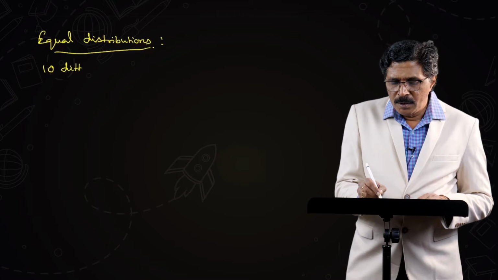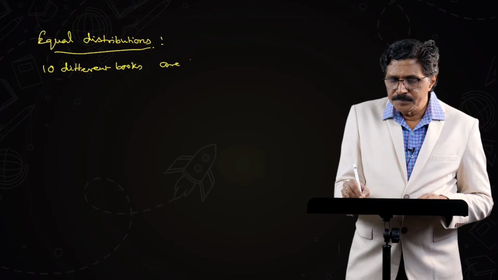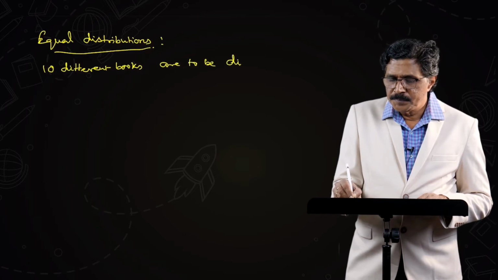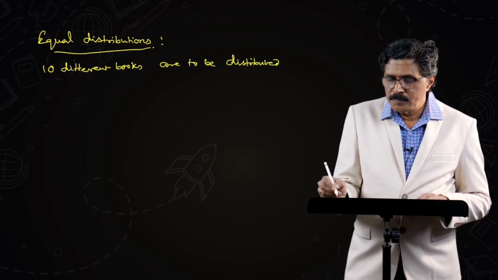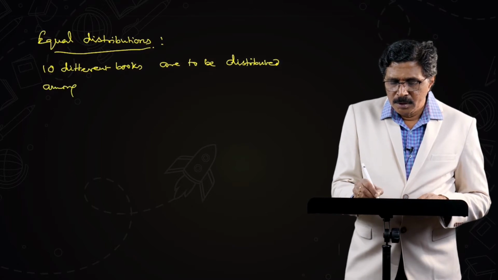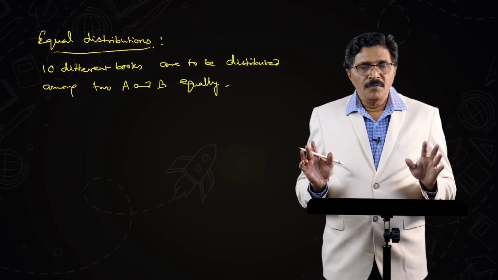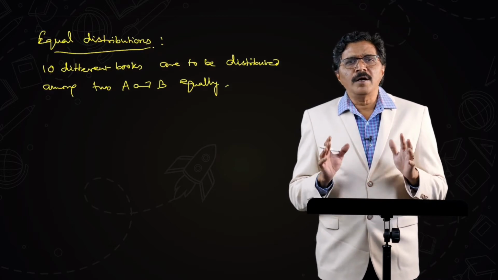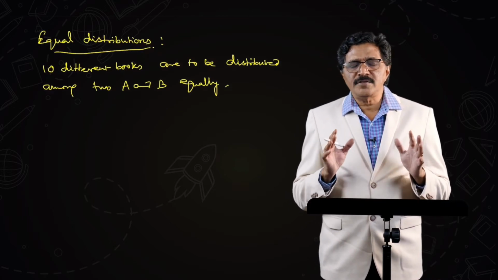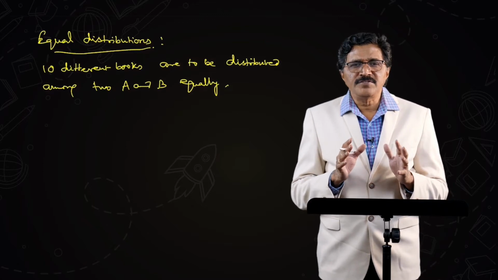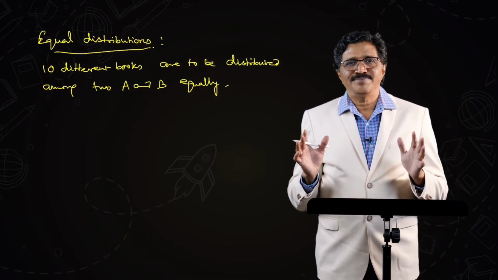Suppose I have 10 different books. Books are numbered 1, 2, 3, etc. Now 10 different books are to be distributed among two boys A and B equally. Now, there are 10 different books numbered 1 to 10, and we have two boys A and B, and we want to distribute these 10 books to the two boys equally. So, how do we do it?